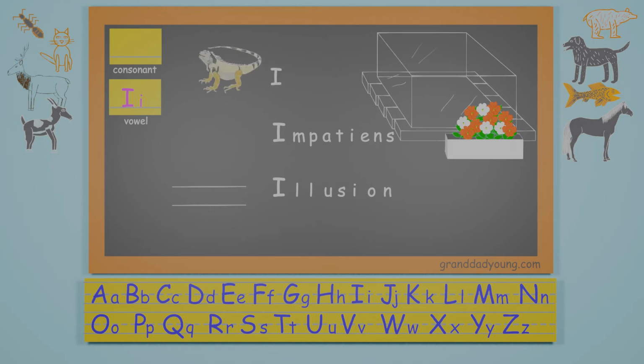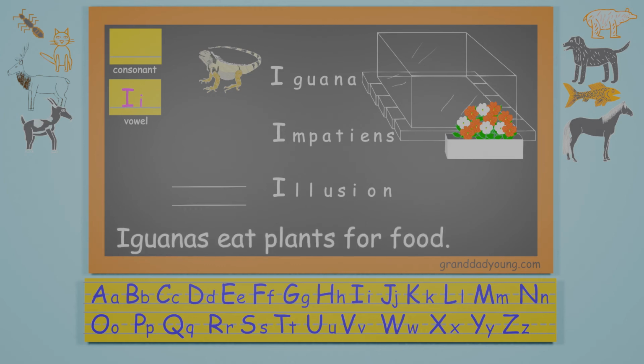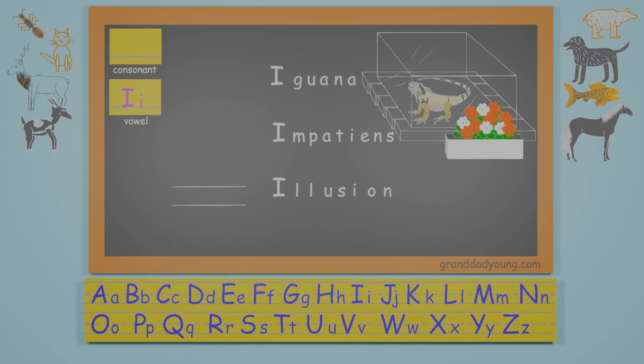Iguana. I-G-U-A-N-A. Iguana also starts with the letter I. Some can grow to be quite large. Iguanas eat plants for food. This iguana thought he could eat the impatiens, but he found that impossible because he had been imprisoned in an aquarium. Now, wasn't that impressive?